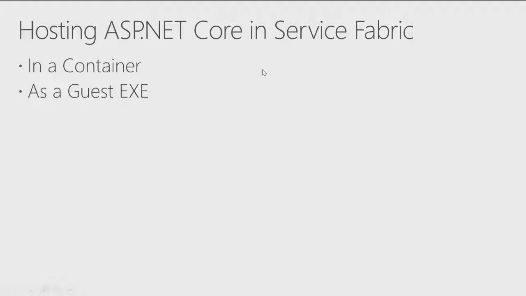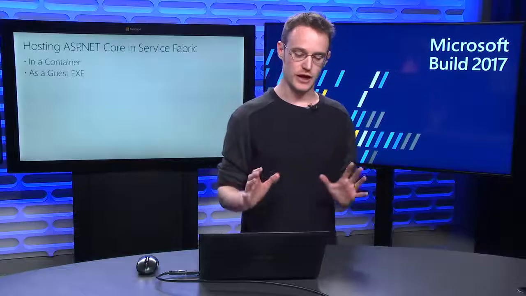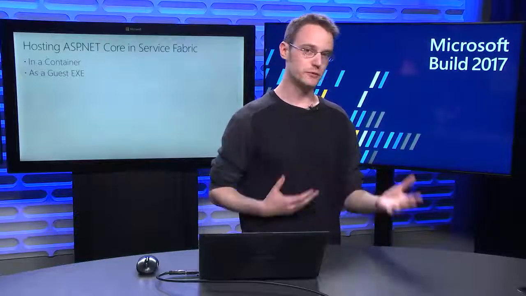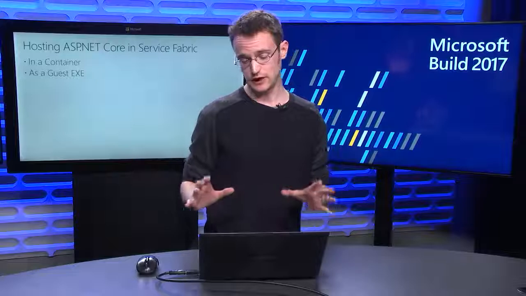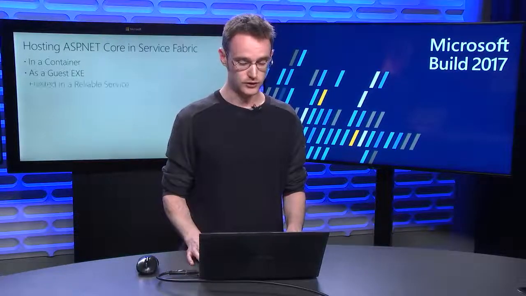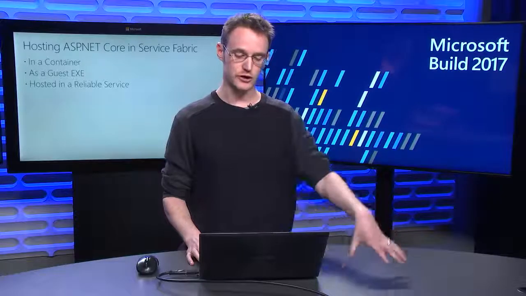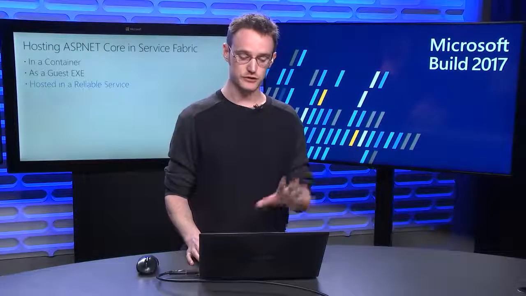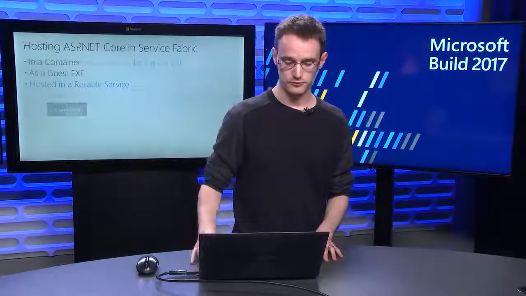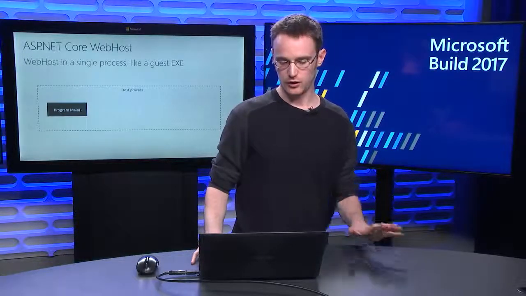So the other way you can run these things is as a guest executable, which is if you have an existing ASP.NET Core application and you just want to run it as is, without integrating with any of the Service Fabric APIs or making any code changes whatsoever, you can take that as is and just run it on Service Fabric. So that's another thing you can do. And the other way that you can do this is you can actually host your ASP.NET Core application in Service Fabric reliable services. And this is what we're going to mainly focus on today, is how this is done with ASP.NET Core.